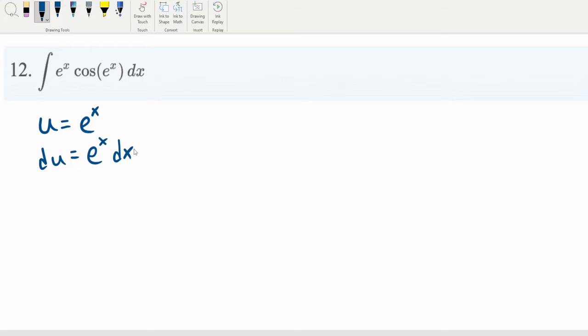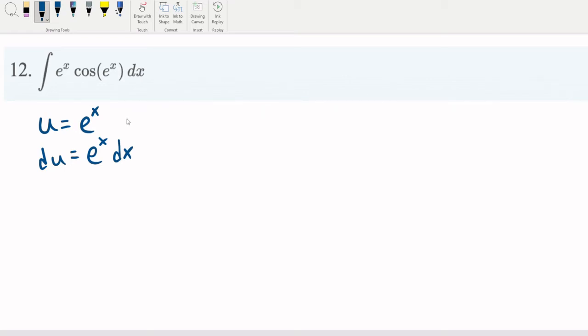Now just try it. A lot of this is about pattern recognition and just trying it. You're not always going to pick the right u. You run into a roadblock. Not all the x's are gone. You get a new integral that's too hard to do. You try something else. That's okay. That's going to happen to you a lot while you're doing this.